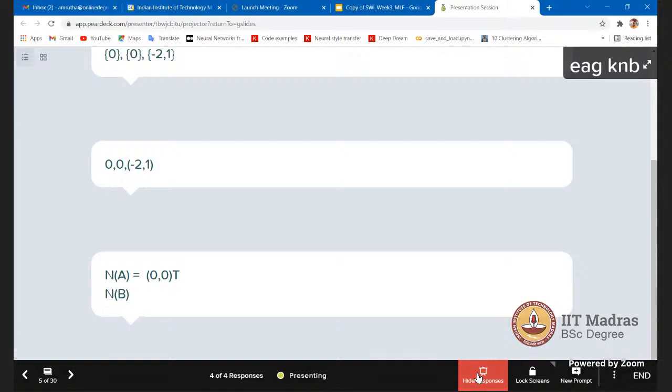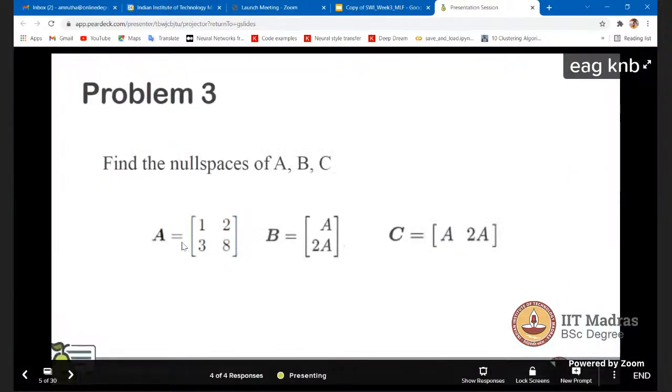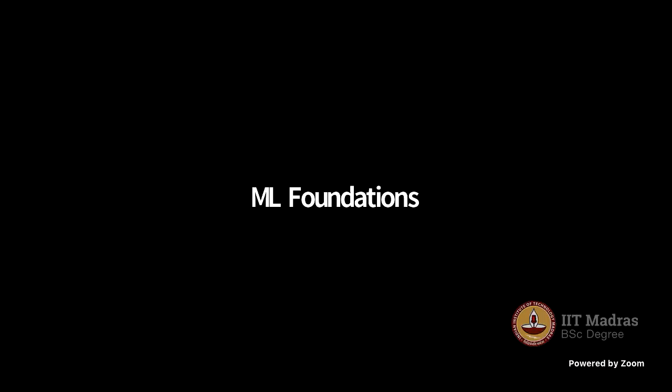So we shall see how it works. Let me share my other screen. Are you able to see it? I hope the screen is visible. So what is our matrix? Our matrix A is equal to 1, 2, 3, and 8. So this is our given matrix.